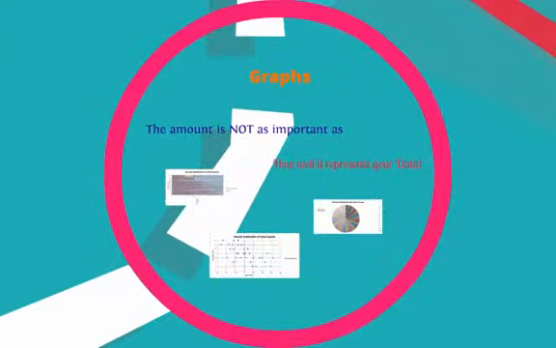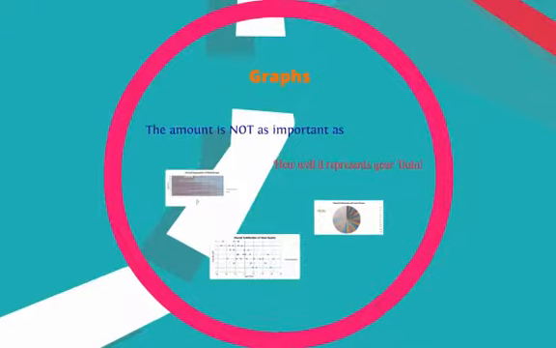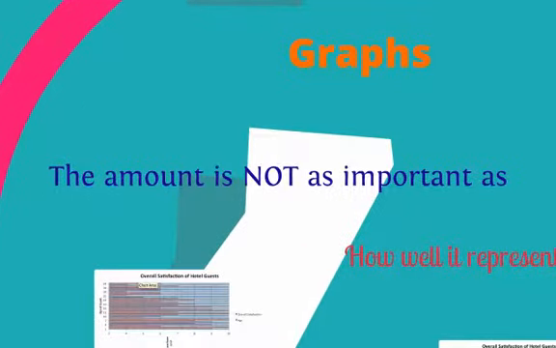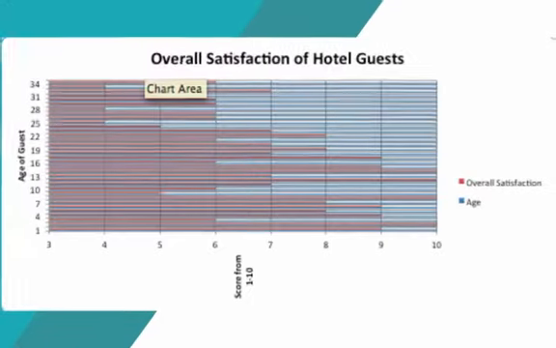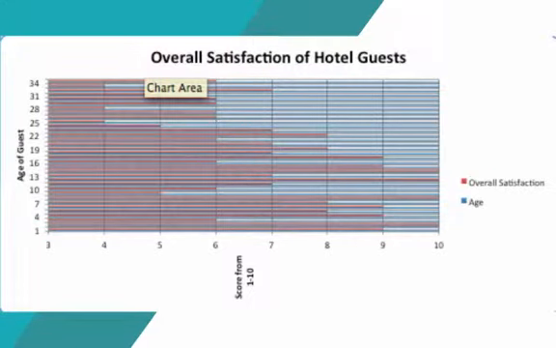Once you create your data charts, you can easily convert these into readable graphs. But remember, the amount of graphs you include is not as important as how well each graph represents your data. For example, let's look at this graph with the results of a hotel guest's overall satisfaction. Can you tell whether or not the customers were satisfied? Probably not. This graph is very confusing to read.